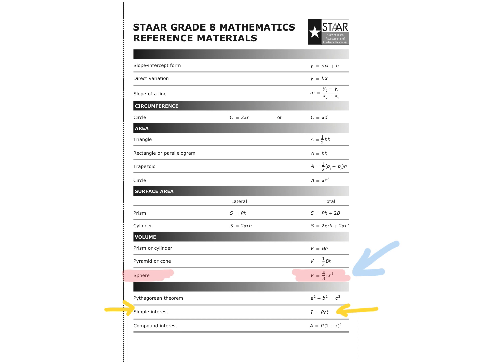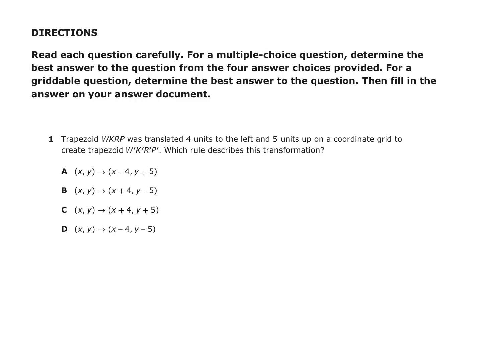We're looking for the volume of a cylinder, and the volume of a prism or cylinder is going to be, the volume is equal to capital B, which is the area of the base, times the height. And so that's the formula we're going to use.